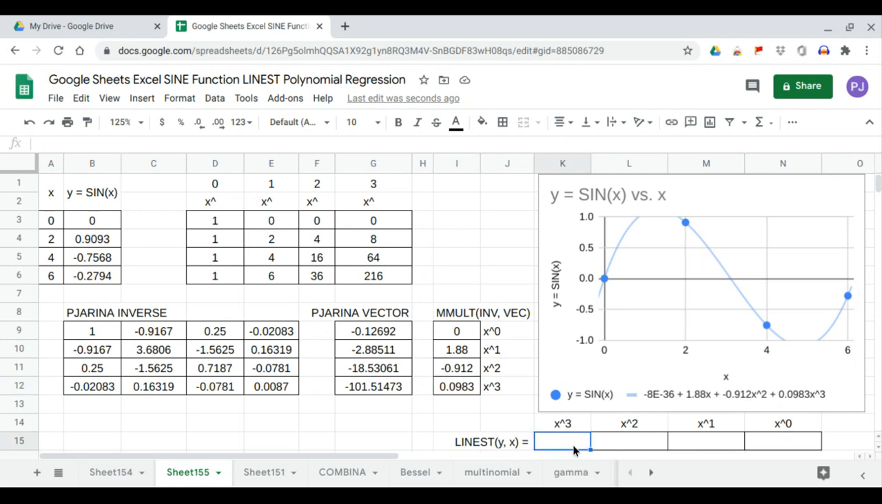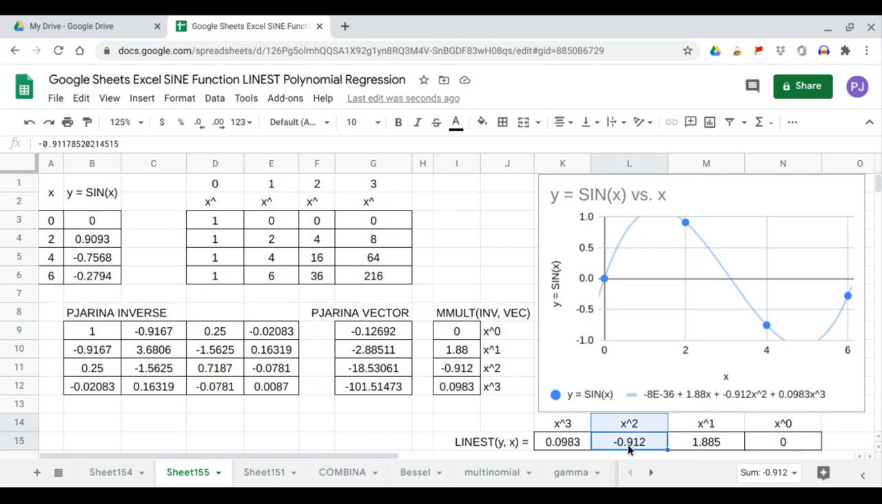We can also use LINEST. So LINEST, where our data y is sine x and data x. So here we have the coefficient of x to the 0, which is approximately minus 8 times 10 to the minus 36. The coefficient of x is 1.88. This is 1.88.